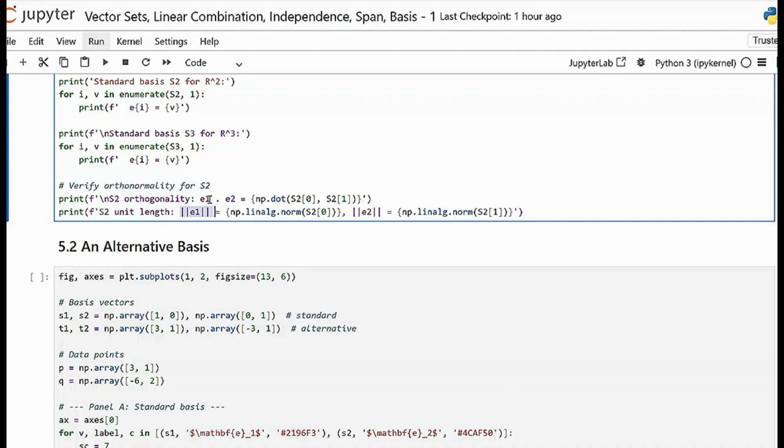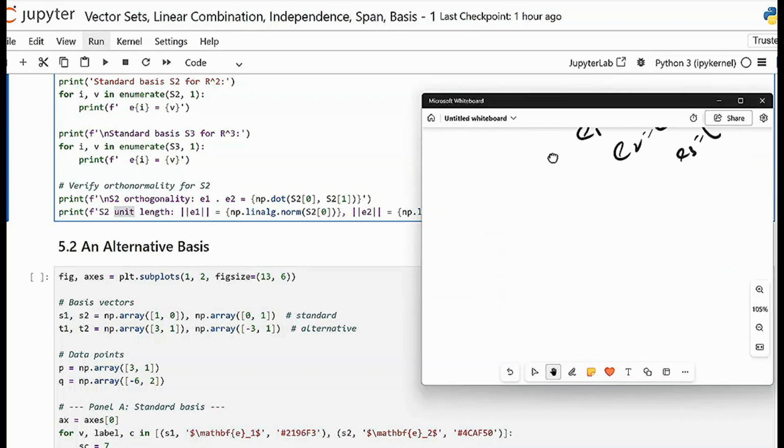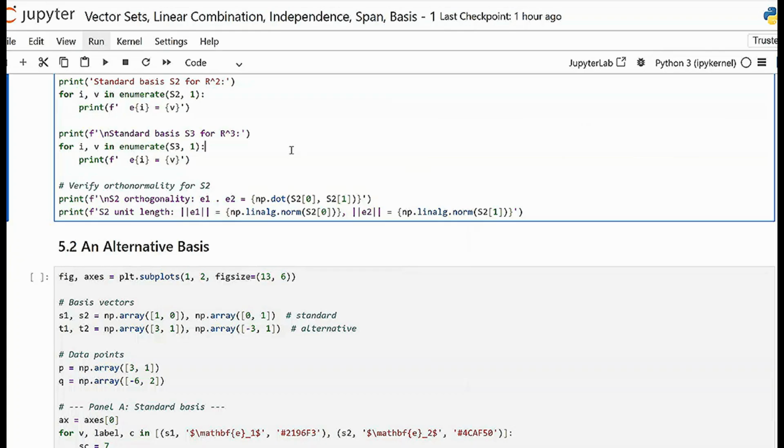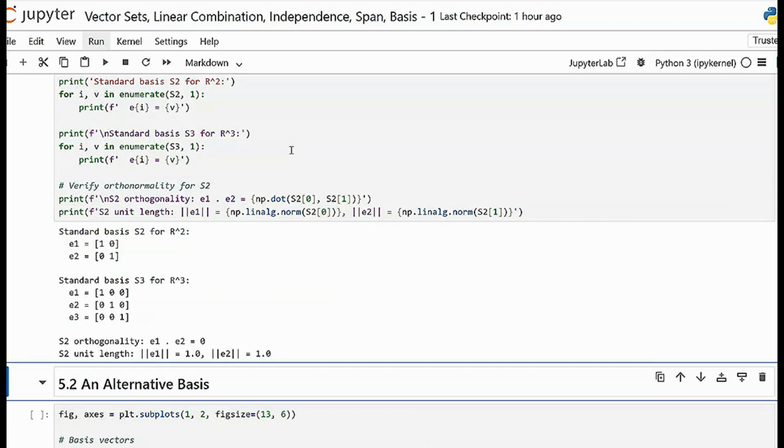Vector norms, of course, by using this unit vector functionality. Kindly observe that the norm of the unit vector E1 is equal to 1, and the same for E2, which is also equal to 1. So this confirms both vectors have unit length. That is what is specified here. Let me observe it by executing this, and yes, see here, dear friends.